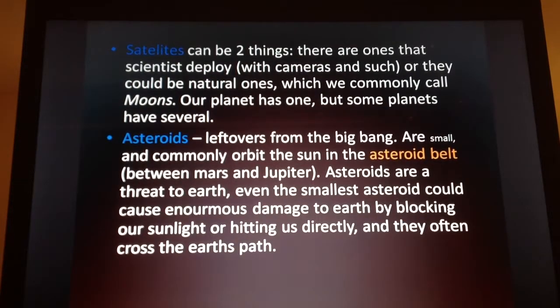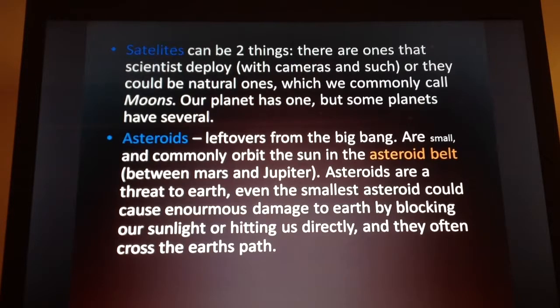There are also satellites. Satellites can be two things. There are ones that scientists deploy, which are like with cameras, they do mapping and stuff like that. Or they can be natural ones, which we commonly call moons. Our planet has one, but some planets have several.